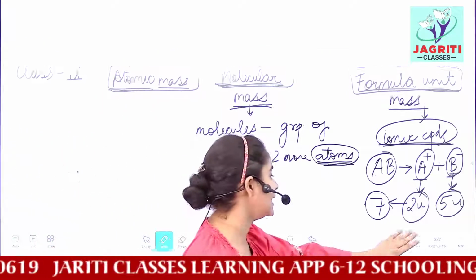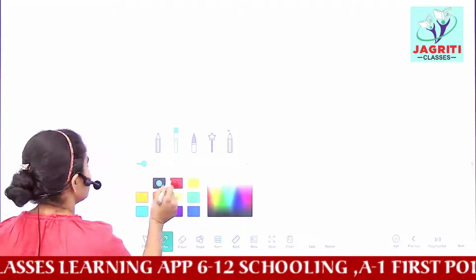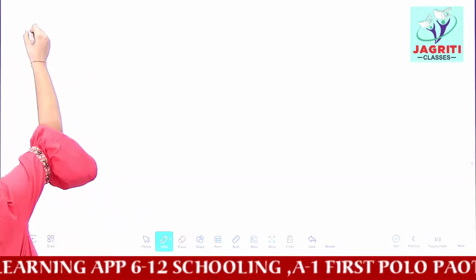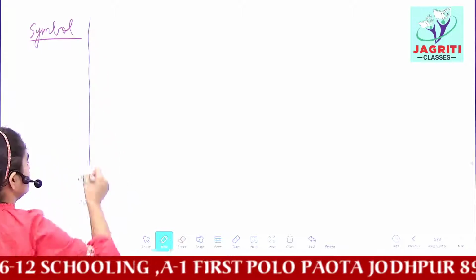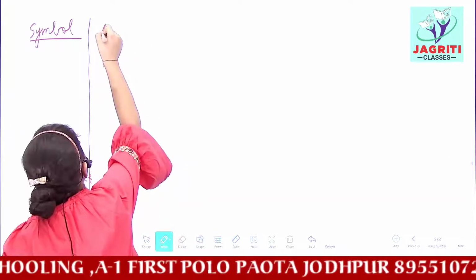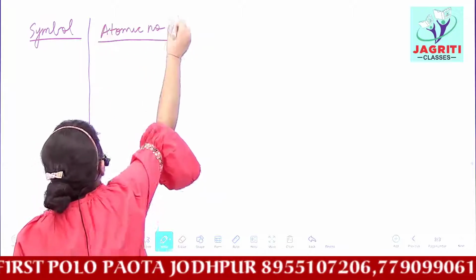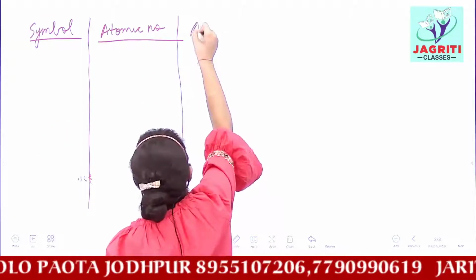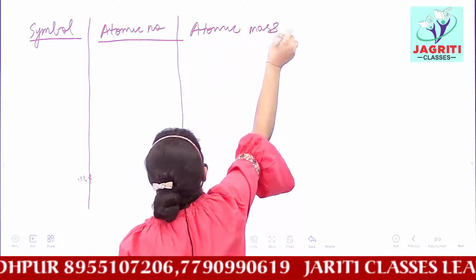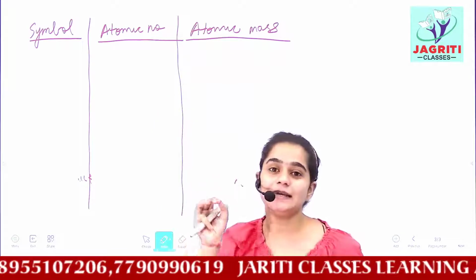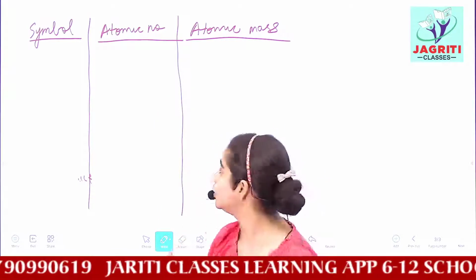Now we'll discuss the atomic mass of the first 20 atoms. So for discussing the atomic mass, here I would write the symbol of the element. Then comes the atomic number of the element or the atom. And then comes its atomic mass. I told you earlier that atomic mass is generally the double of the atomic number, but it is a general rule, it is not always followed, you'll see.